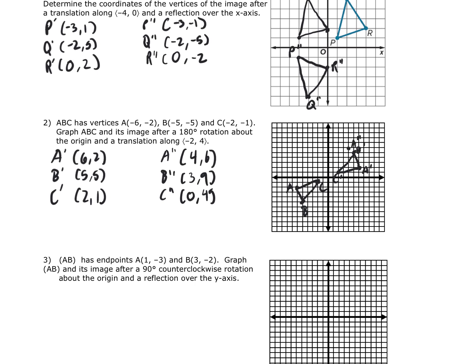That'll be A double prime, sorry. (3, 9) is B double prime. And then at (0, 4). Oh, I did that wrong. This should be at (0, 5). Sorry, (0, 5). So erase that one. (0, 5). There we go. So then we have that, and that's C double prime. And that is our final image.